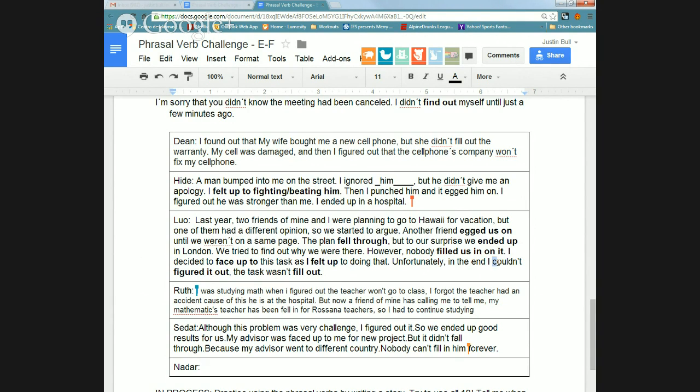So remember when we use modals, what form of the verb do we use after a modal? I couldn't figure. The base form. Base figure. Okay. Figure it out. The task wasn't filled out.